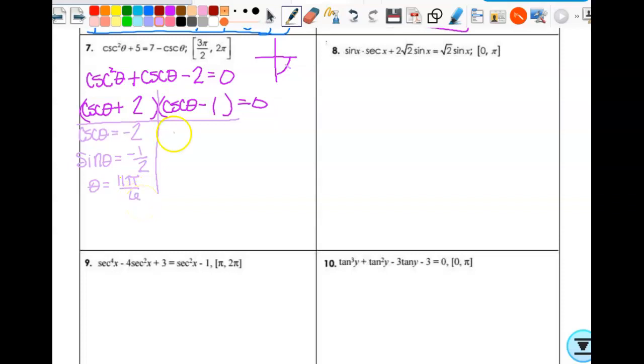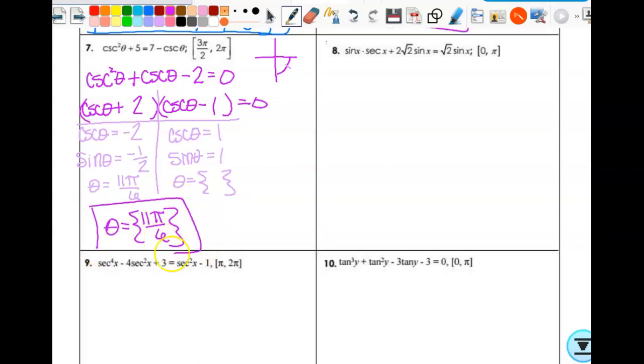So then I solve this one. Cosecant theta equals 1. So sine theta equals 1. When does sine equal 1 in the fourth quadrant? It doesn't. So this is just the empty set. So when we put it all together in the end, we just have one answer. Theta equals 11 pi 6. What questions do you have?